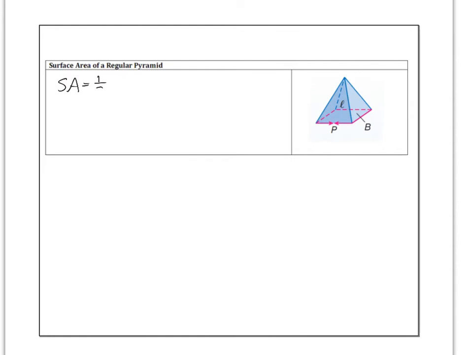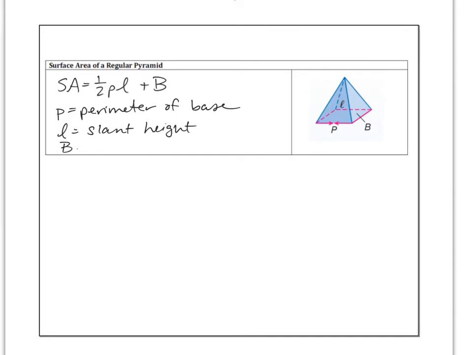Surface area is 1/2 PL plus B. And remember, P stands for perimeter of base. L stands for slant height. And capital B stands for area of base. So we're going to only have to add 1 base versus when we did prisms, we had to add 2 base areas. Pyramids only have 1 base. So it's pretty much lateral area, which is 1/2 PL, and then you add the base area.